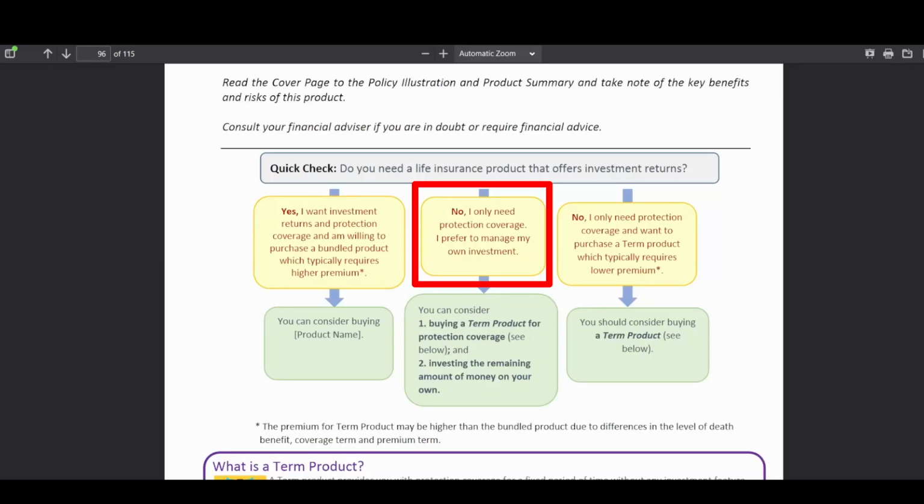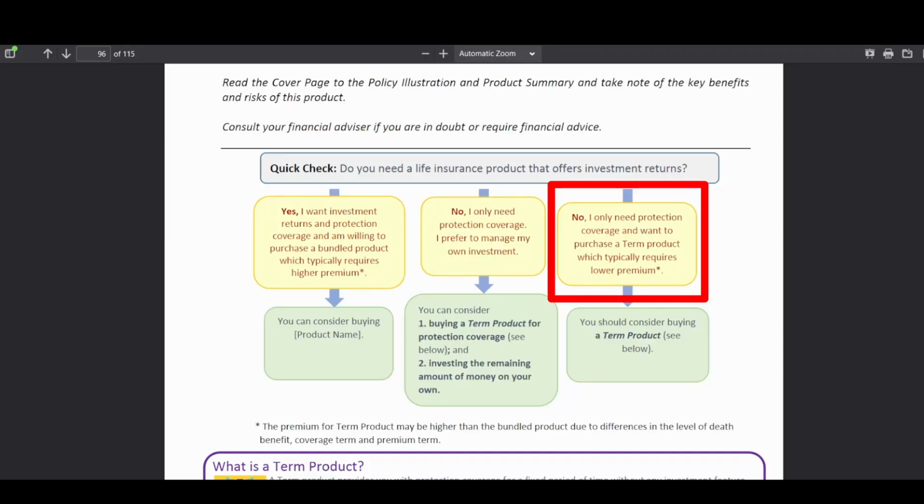The second question asks you if you are looking for protection coverage, but you can manage your own investment. If all you're looking for is a plan that gives you protection coverage and you know how to do your own investment, then the suggestion is you can consider to buy term and invest the rest. And the third question is asking if you only need protection coverage but you're not looking to grow your money in any way, then you probably can consider a term policy lah.